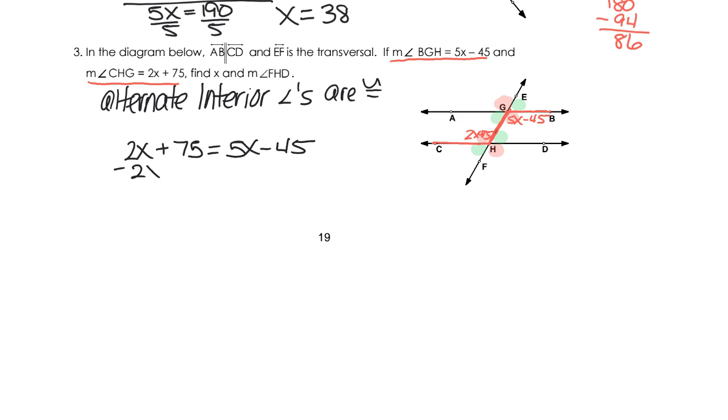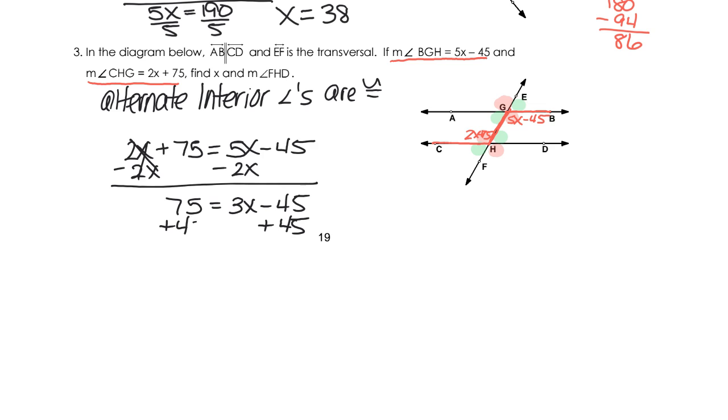I'm going to go ahead and subtract my 2x. We end up with 75 is equal to 3x minus 45. Go ahead and add your 45. And we end up with 3x on this side. 75 and 45 make 120. And divide both sides by 3, and x comes out to equal 40.